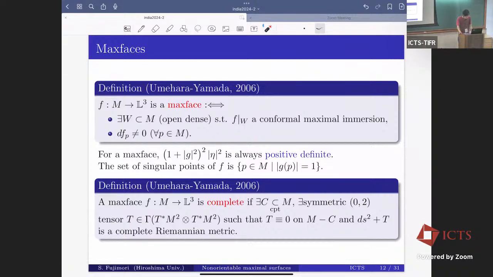And then the max face is complete if there exists a compact set C and a symmetric 2-tensor T such that T is 0 on M minus C and ds plus T is a complete Riemannian metric. So we can somehow deform on only a compact area so that we can make a complete Riemannian metric.